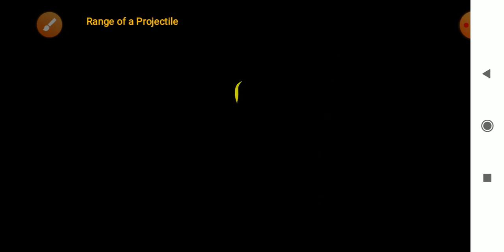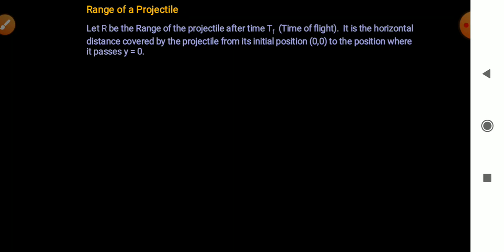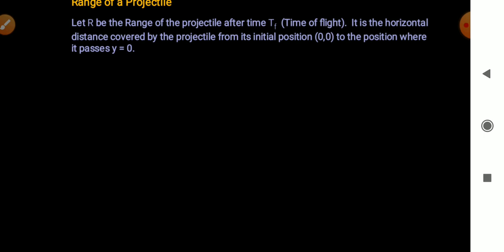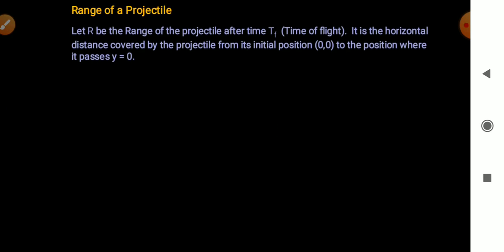Now let's talk about range of projectile. Range of projectile, as I told you, is the distance covered by the projectile in the horizontal direction from its point of projection to the point of its landing, called the horizontal range, right? So let R be the range of the projectile after time tf, the time of flight. It is the horizontal distance covered by the projectile from its initial position (0, 0) to the position where it passes y equal to 0, as we have discussed in the previous slide, right?